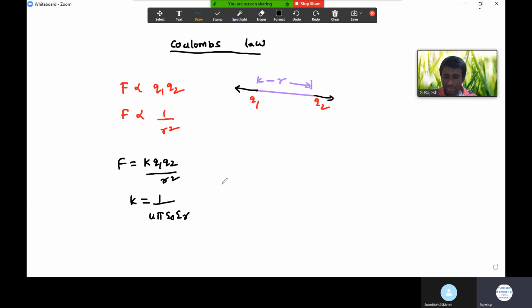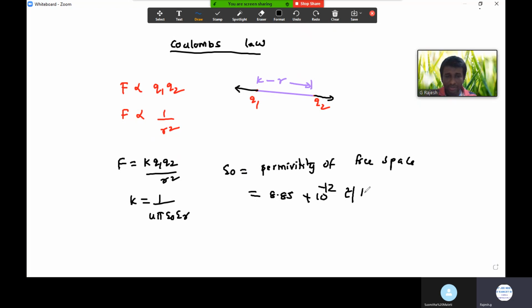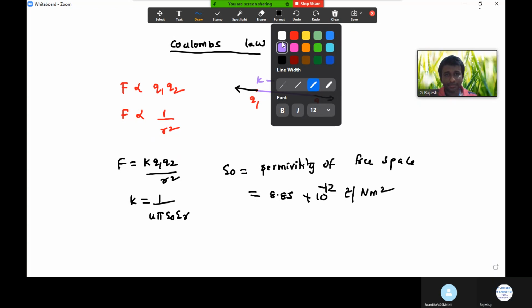So what is meant by epsilon naught? Epsilon naught is nothing but the permittivity of free space. So what is the value? 8.85 into 10 power of minus 12 Coulomb square per Newton meter square.